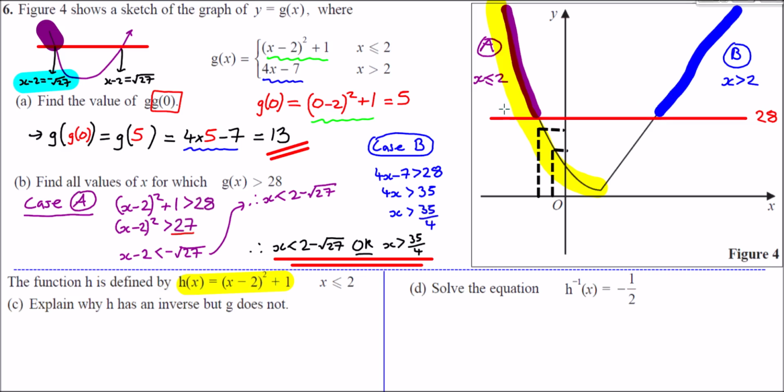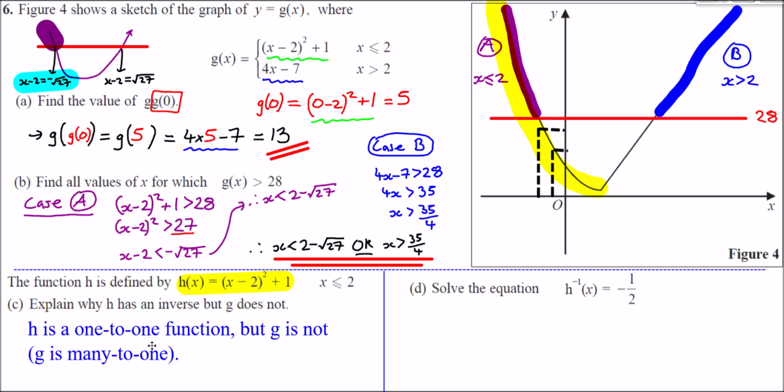For example, looking where g of x equals 28, x being a negative value and x being a positive value both map to that point. So to answer part C, we need to say something like this. Essentially, h is a one-to-one function, but g is not. And if you want to impress the examiner, you might want to say g is many to one.